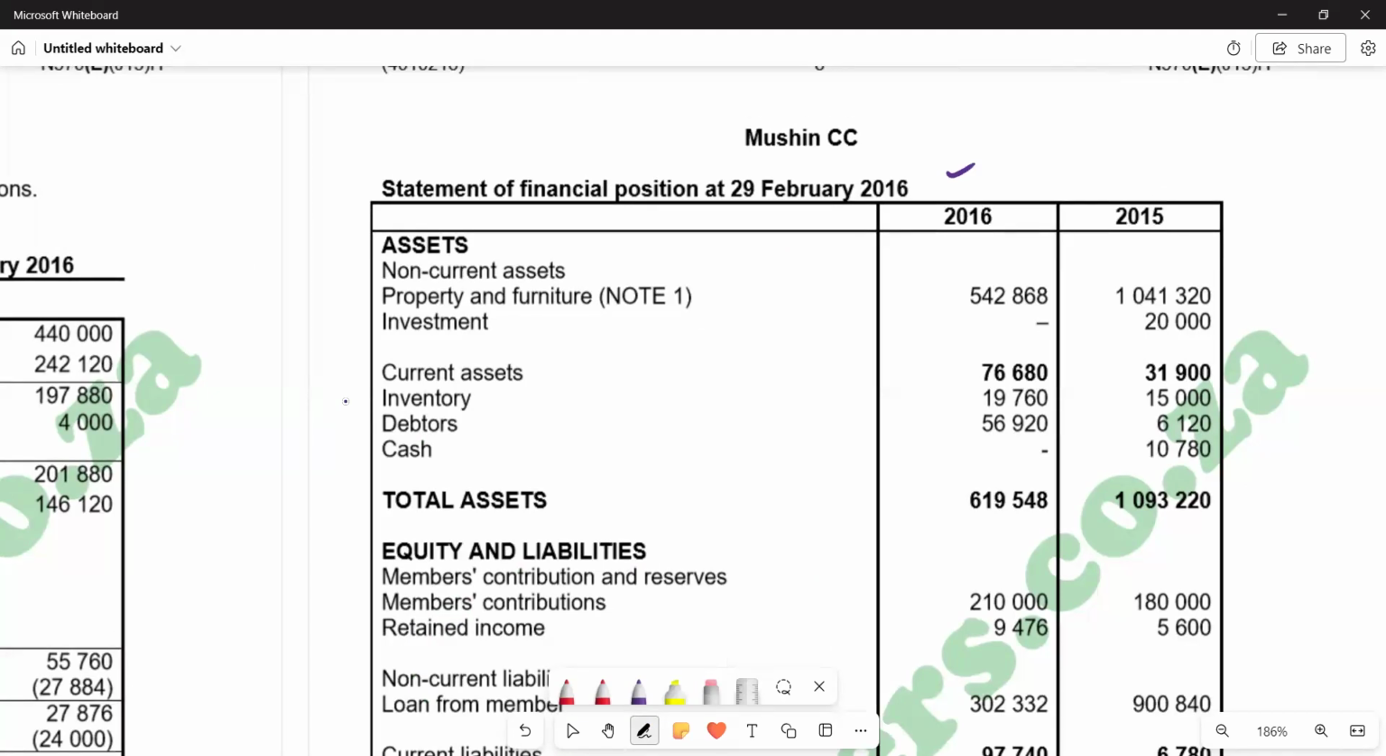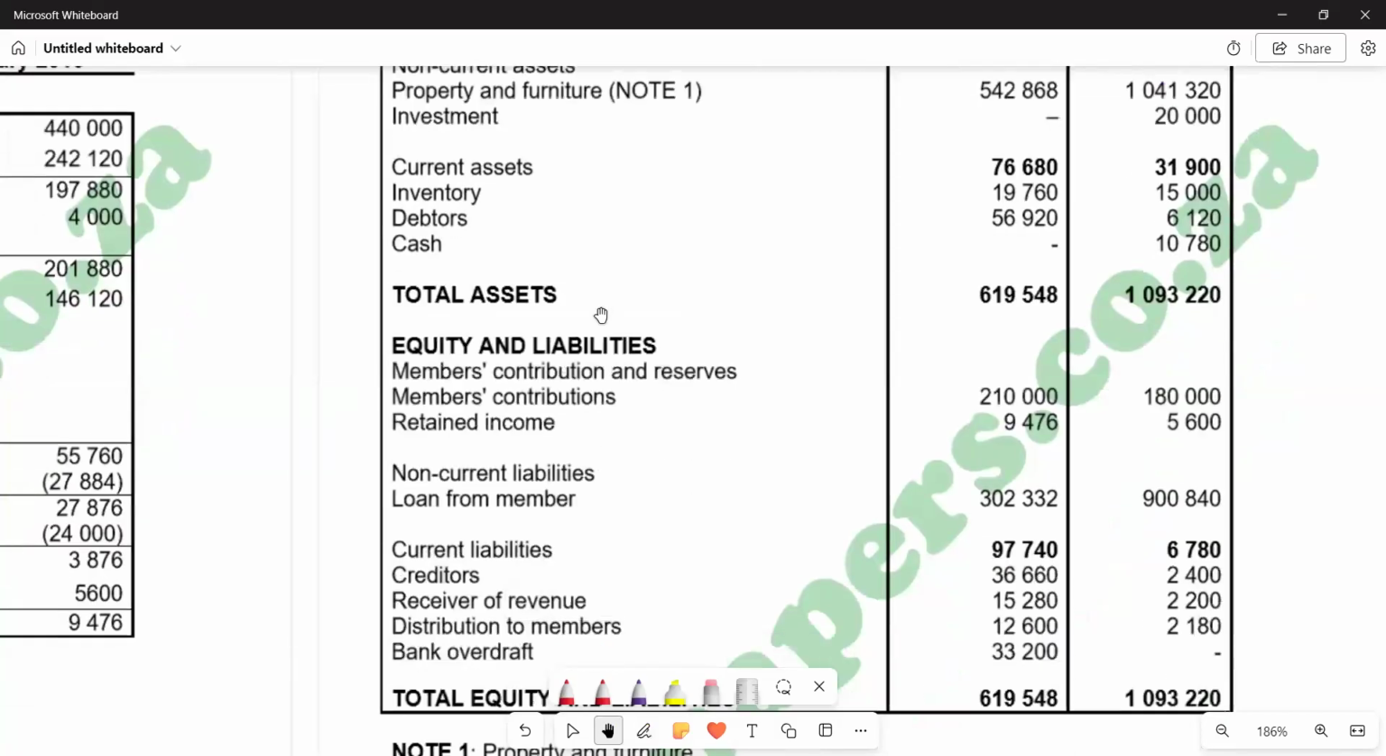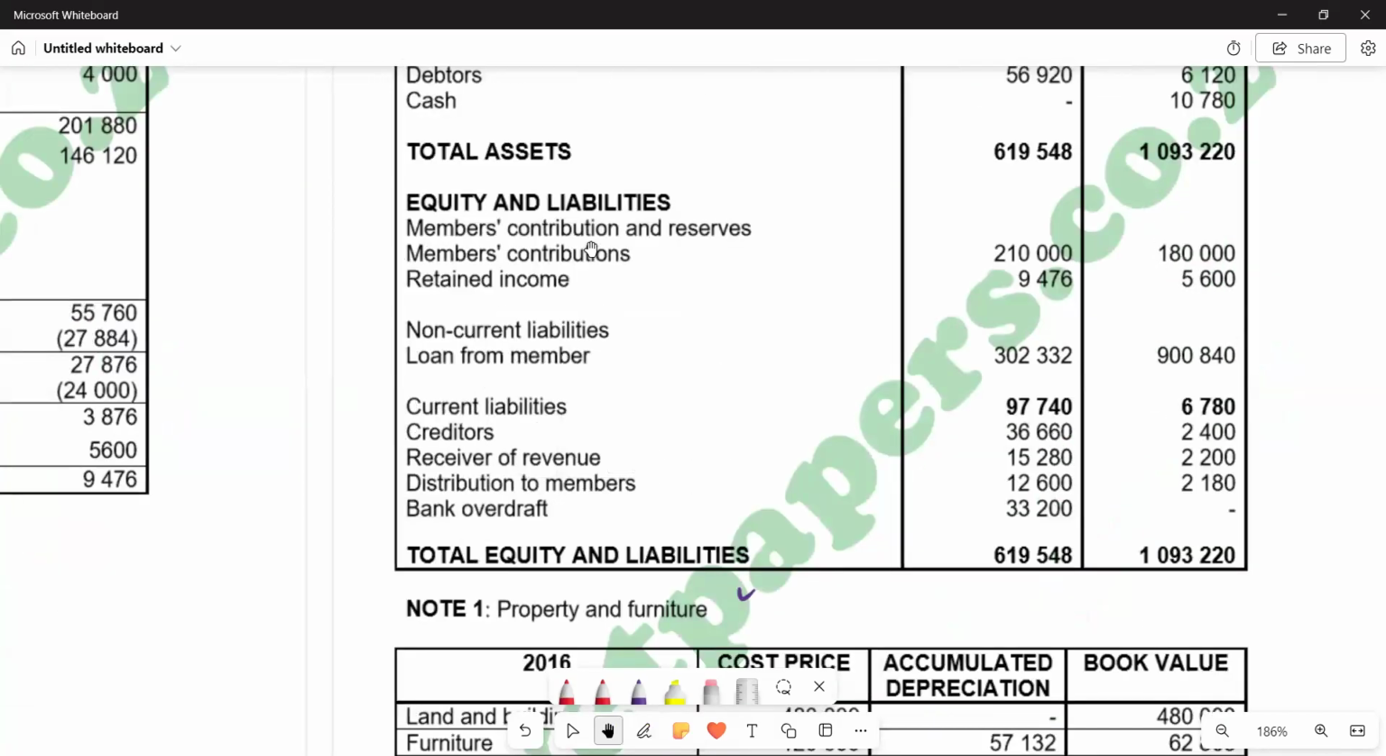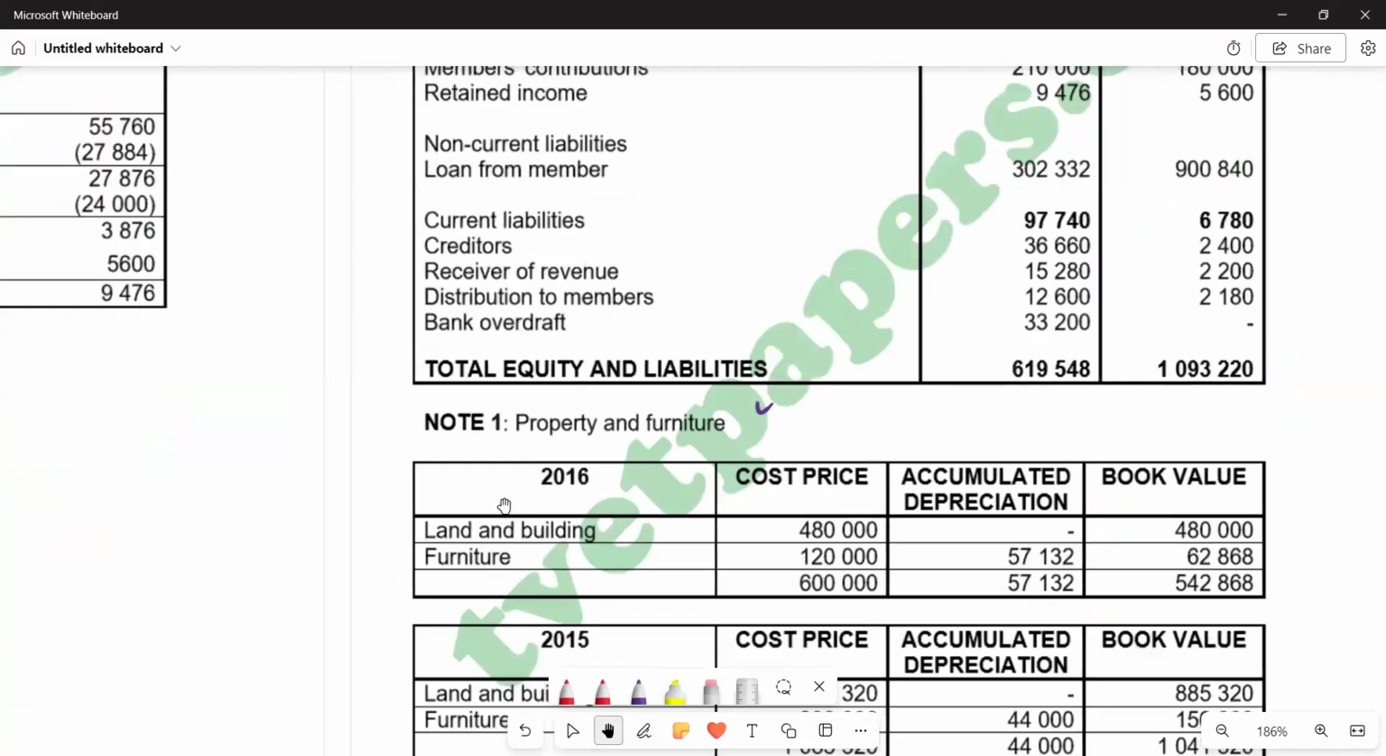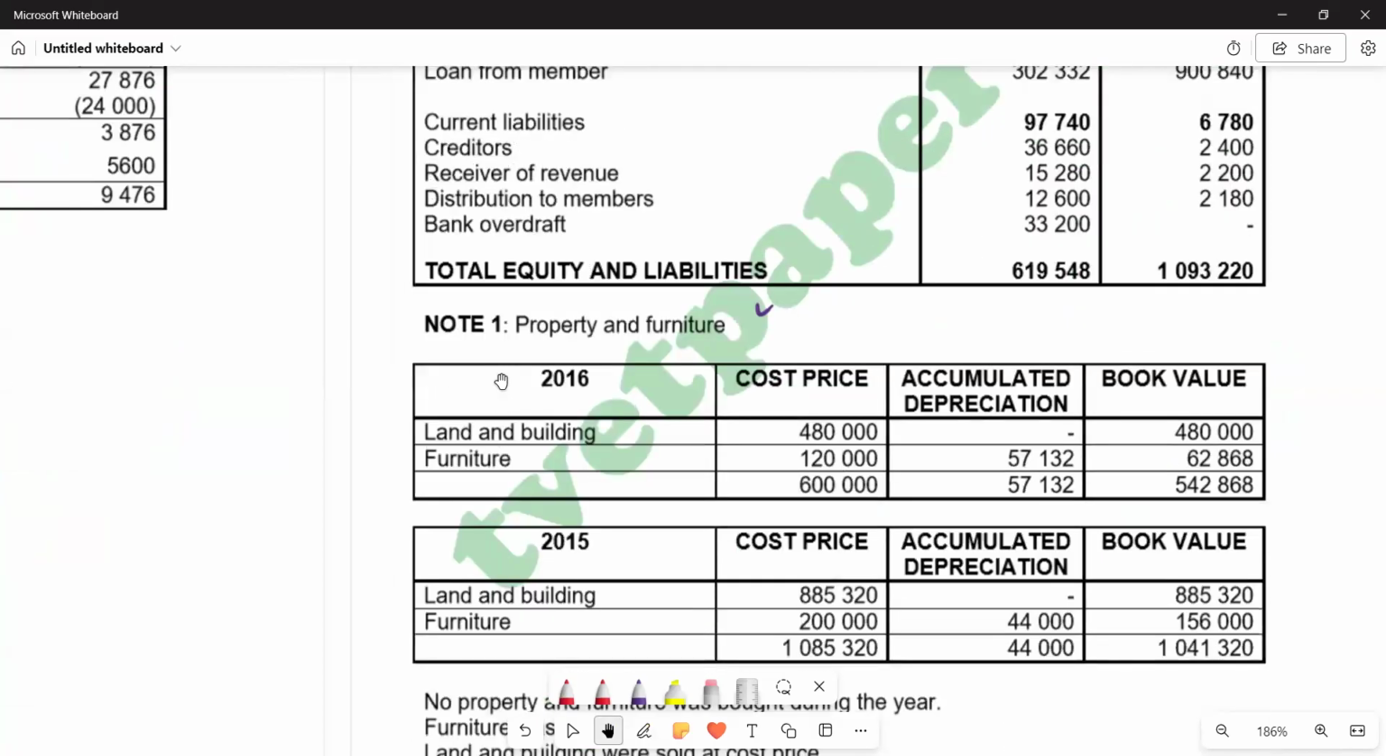Here we've got two periods: 2015, which is the previous year, and 2016, being the current year. If you go down, the statement of financial position continues, and then we are given a note on property and equipment. On the note of property and equipment, we also have information for the two periods, 2015 and 2016.